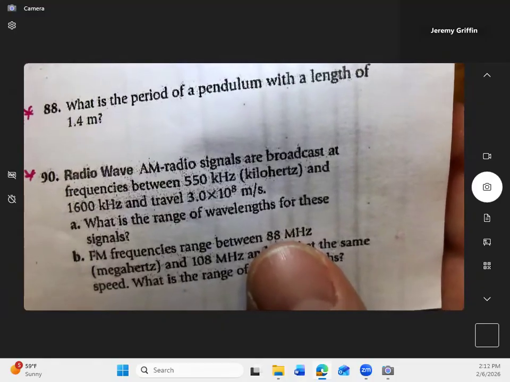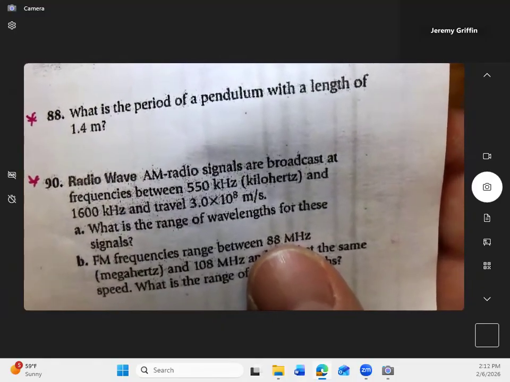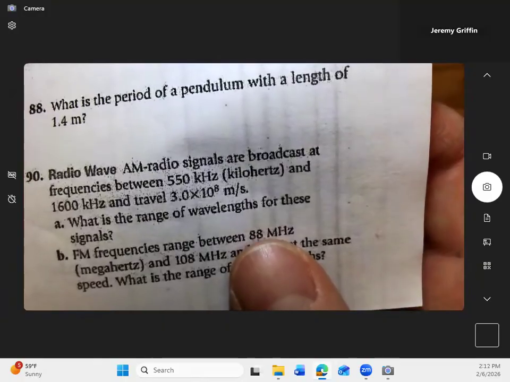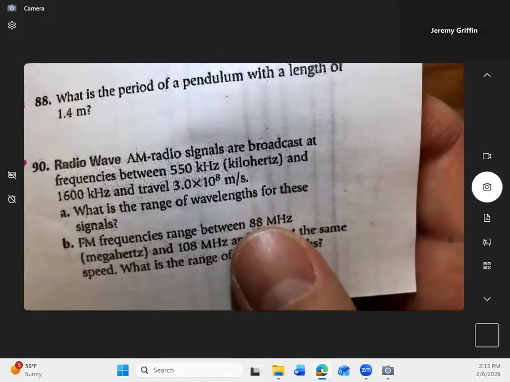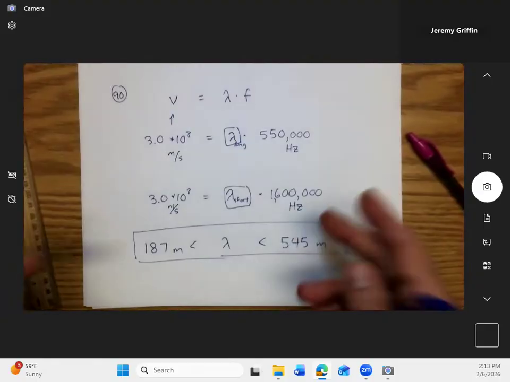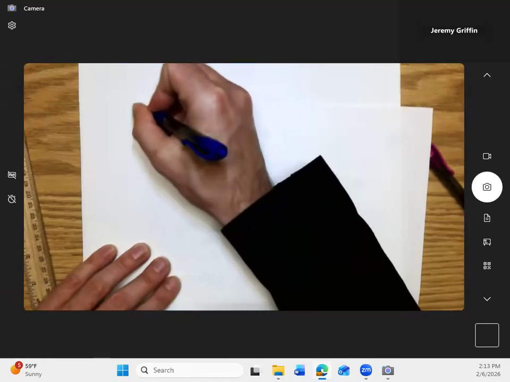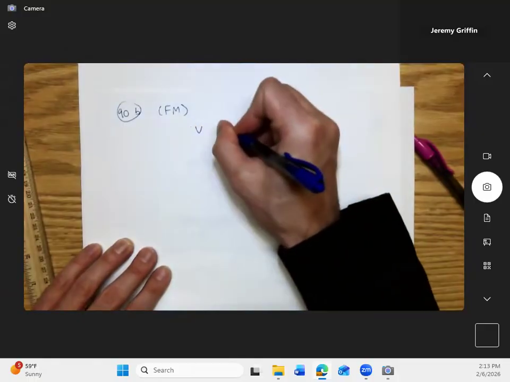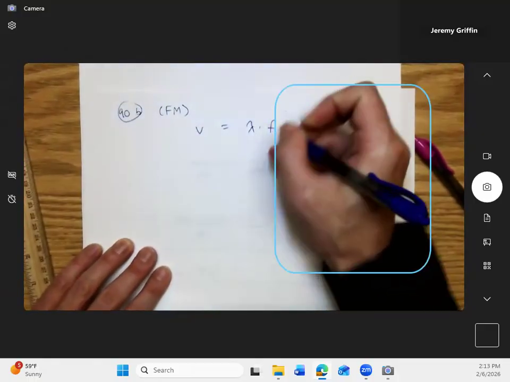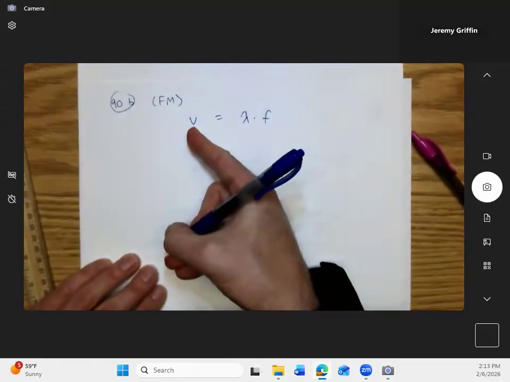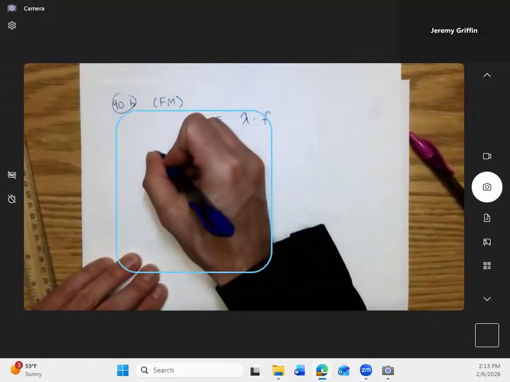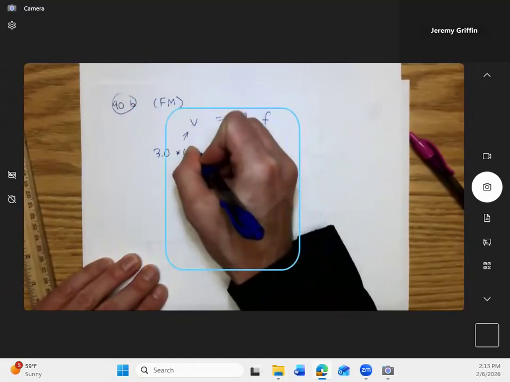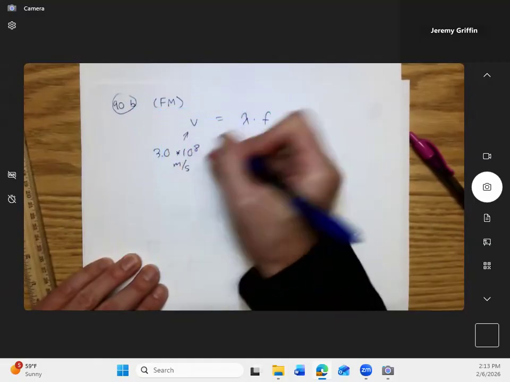And what is mega? Mega is a what? Starts with an M. Million. Yeah, million. It's like millions of hertz. So let's basically solve this, except for the FM stations. So this is 90B, FM stations. So we're still doing speed equals wavelength times frequency. And we still got, guys, is it still saying speed of light? Yep, sure is. 3 times 10 to the 8 meters per second. That's how fast those are traveling.